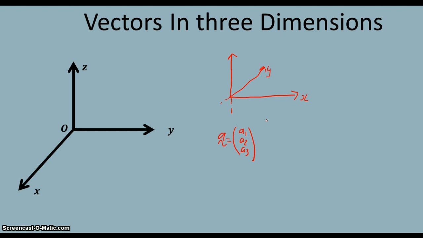For example, if we wanted to graph the vector V and it had coordinates 1, 2 and 3, this would represent 1 unit along the x-axis, 2 units along the y-axis, and to graph the third one you go kind of vertically up, that would be up 3 units on the z-axis. So the representation in 3 dimensions would look like that.